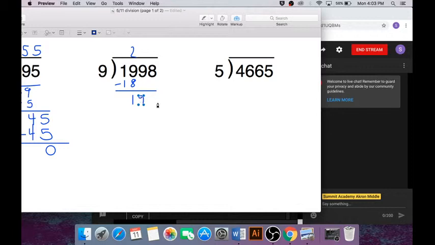Again, we're going to see how many times 9 goes into 19 without going over. That's going to be 2. 2 times 9 is 18. We're going to do 19 minus 18 is 1. And then bring down the 8. 18 divided by 9 is 2. 2 times 9 is 18. And 18 minus 18 is 0.